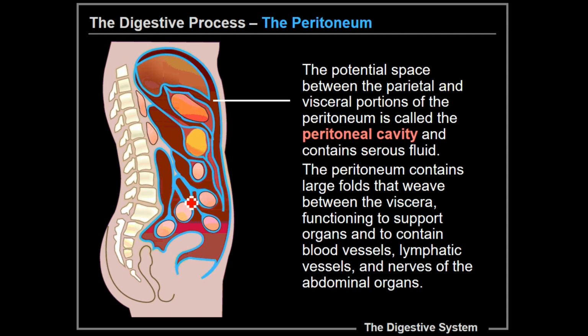The peritoneum contains large folds that weave between the viscera, or your massive organs, functioning to support organs and contain blood, lymphatic vessels, and nerves of the abdominal organs. So if we ever make it back and we dissect the cats, one of the organs on your cat dissection is called the mesentery. And the mesentery would be all of this membrane that holds all of these intestines together.